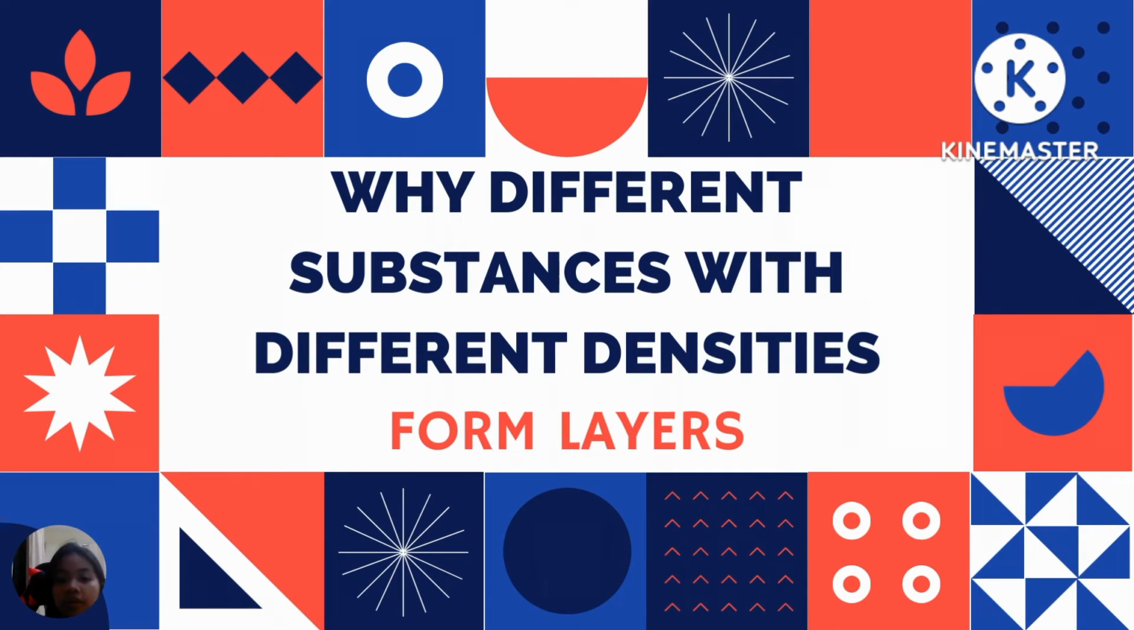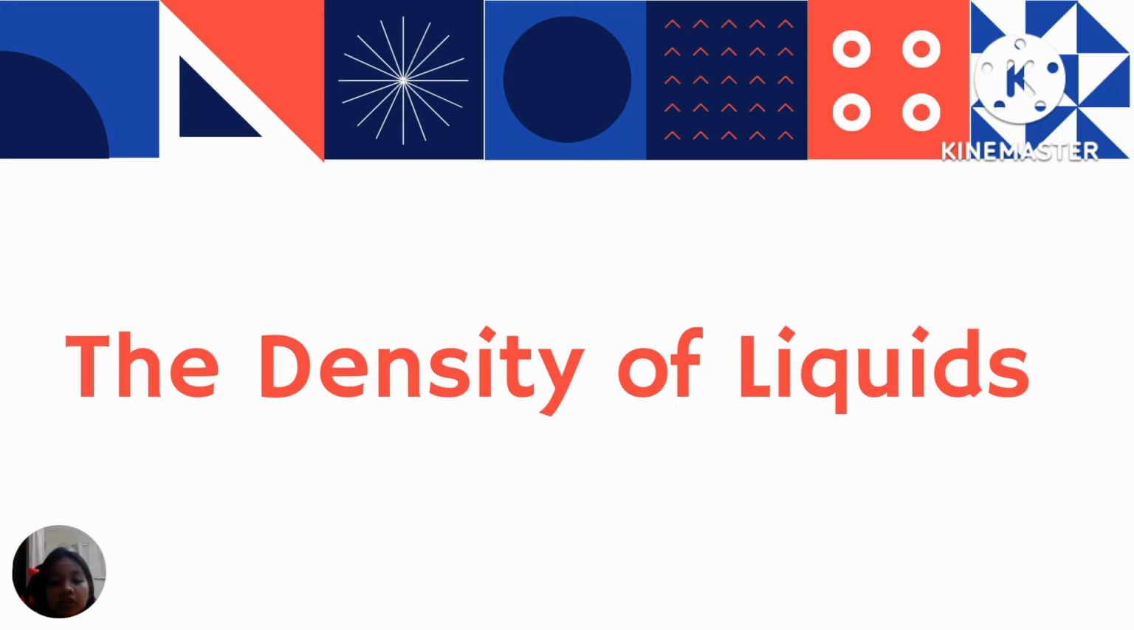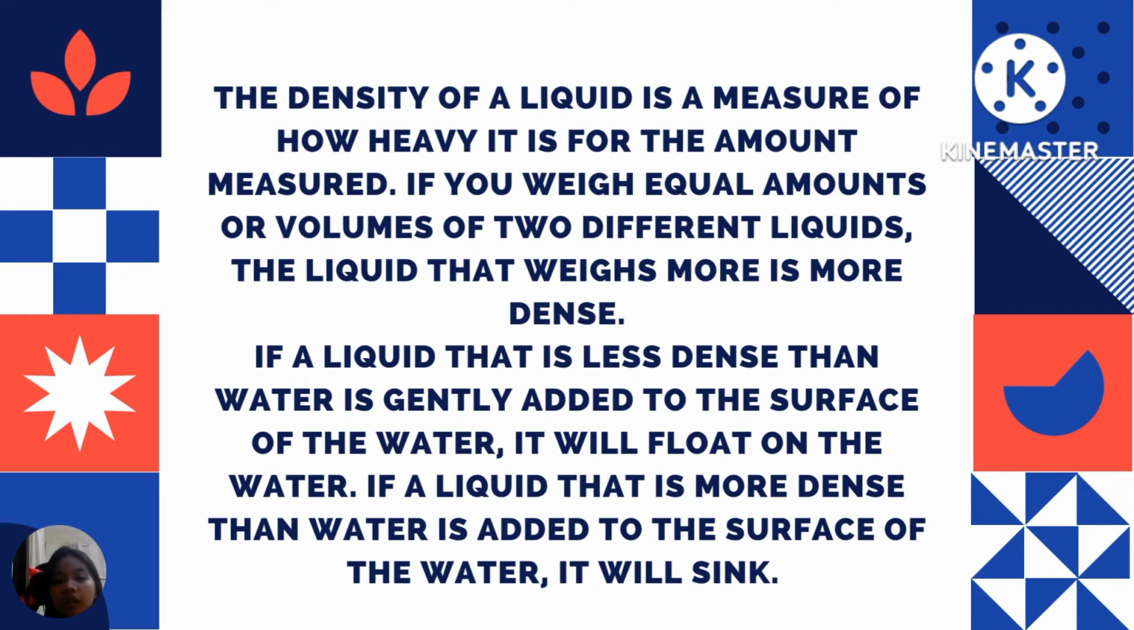Now, why do different substances with different densities form layers? The reason is the density of liquids. The density of a liquid is a measure of how heavy it is for the amount measured. If you weigh equal volumes of two different liquids, the liquid that weighs more is more dense. If a liquid that is less dense than water is gently added to the surface of the water, it will float. If a liquid that is more dense is poured, it will sink.